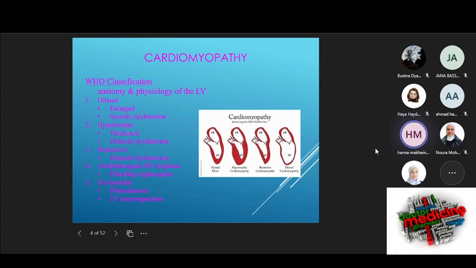WHO classifies cardiomyopathies based on anatomy and physiology into 5 subgroups. Dilated cardiomyopathy, where the ventricle is enlarged with systolic dysfunction. Hypertrophic cardiomyopathy, where the wall is thickened and diastolic dysfunction is the main feature. Restrictive cardiomyopathy, where diastolic dysfunction is the main finding. Arrhythmogenic right ventricular dysplasia, or ARVD, where there is fibrofatty replacement of the right ventricle. And the unclassified, like fibroelastosis and left ventricular non-compaction.